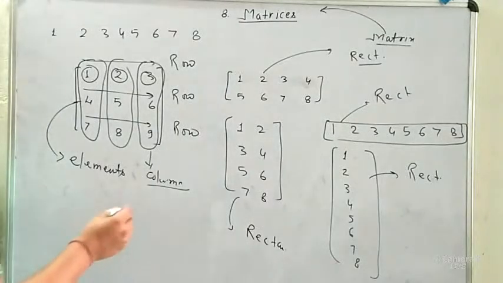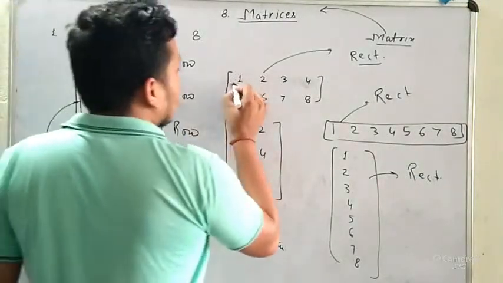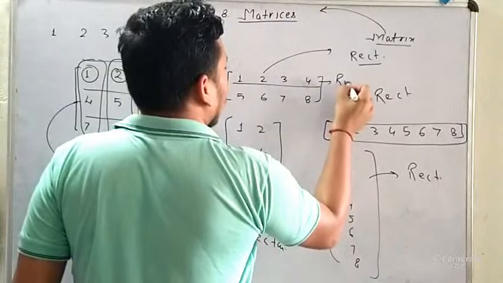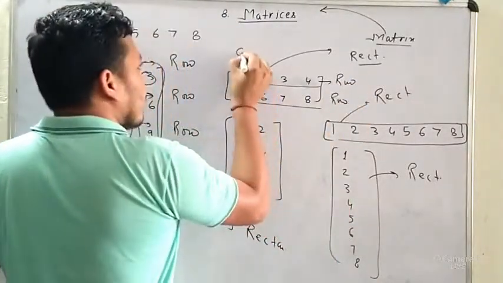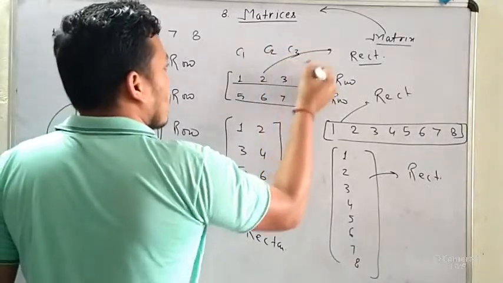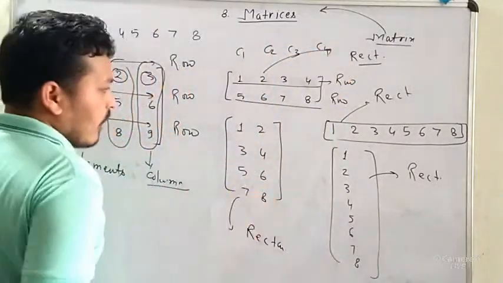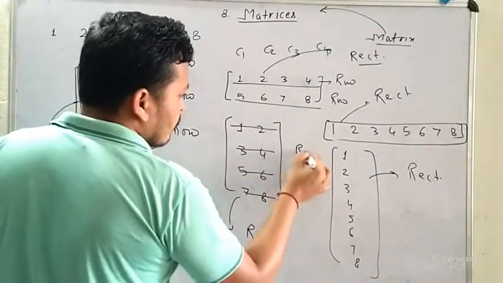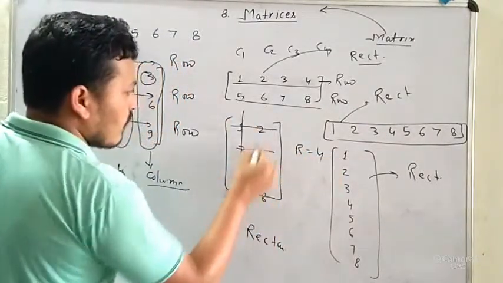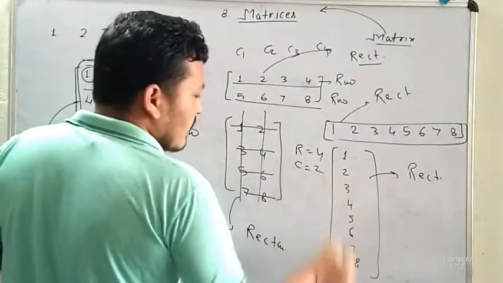Next, this is a row, and this is also another row. Next, columns: first column, second column, third column, fourth column. Here, how many rows? 1 row, 2 rows, 3 rows, 4 rows. Row is equal to 4, and 1 column, 2 columns. Column is equal to 2.